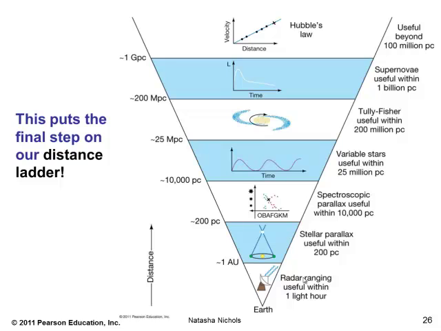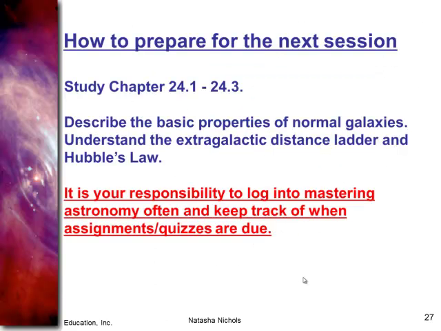This puts a final step on our distance ladder. So we can use the idea of Hubble's law, that proportionality formula, for objects that are beyond 100 million parsecs. And it works great. And Hubble's law sits on top of our hierarchy of the distance measurement techniques. We covered 24.1 through 24.3. You should be able to describe the basic properties of normal galaxies and understand the extragalactic distance ladder and Hubble's law.